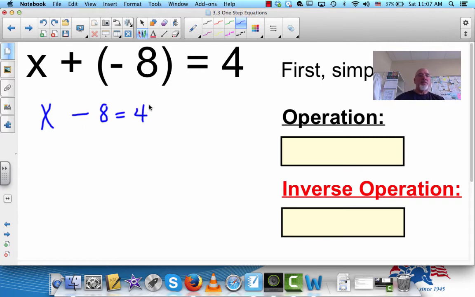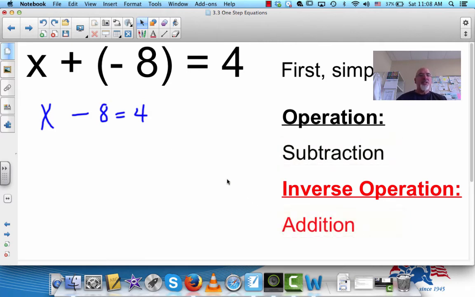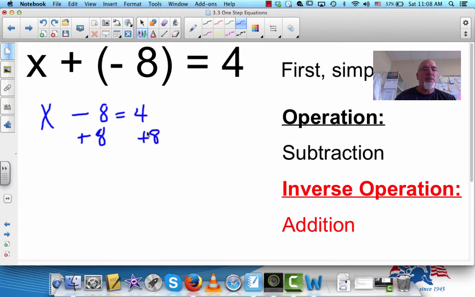Now, what operation do you see? Yes, we see subtraction, and the inverse operation of subtraction is addition. So what we're going to do is we're going to add 8 to both sides. Oh, don't forget to draw the line indicating the equal sign. Draw our line indicating a new step. Bring down the x. Those cancel each other out, and you're left with x equals 12.